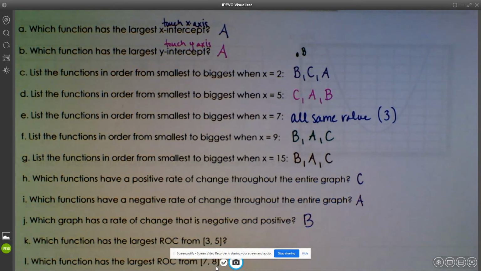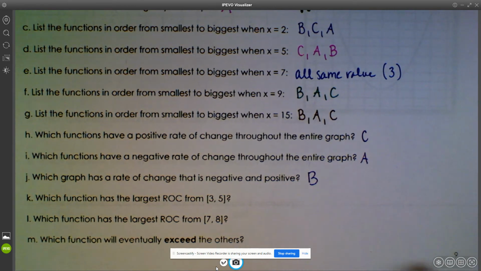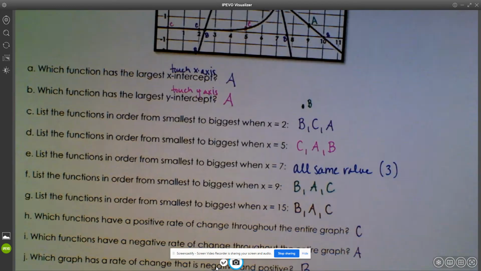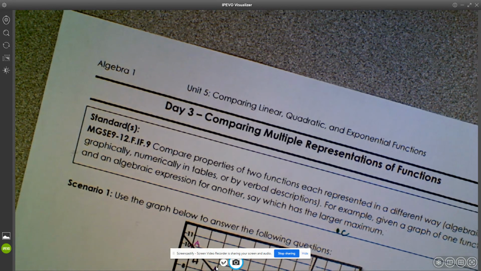All right. Then it's going to ask me questions about rate of change and then one more question. So I think this is what I want to do. Let me sort of fold this. All right, so here we go.